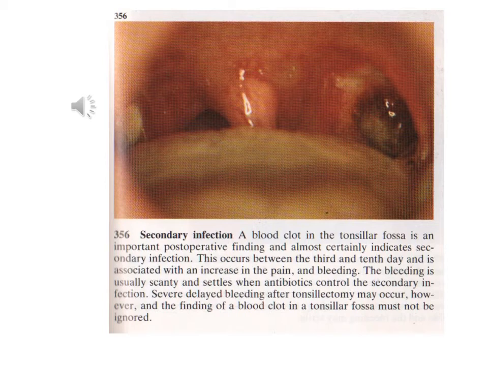Most of the secondary bleeding is amenable to treatment by antibiotic and plenty of fluid, and most of the patients will respond to the treatment. Very rarely you might have severe bleeding in the secondary type of bleeding after tonsillectomy.